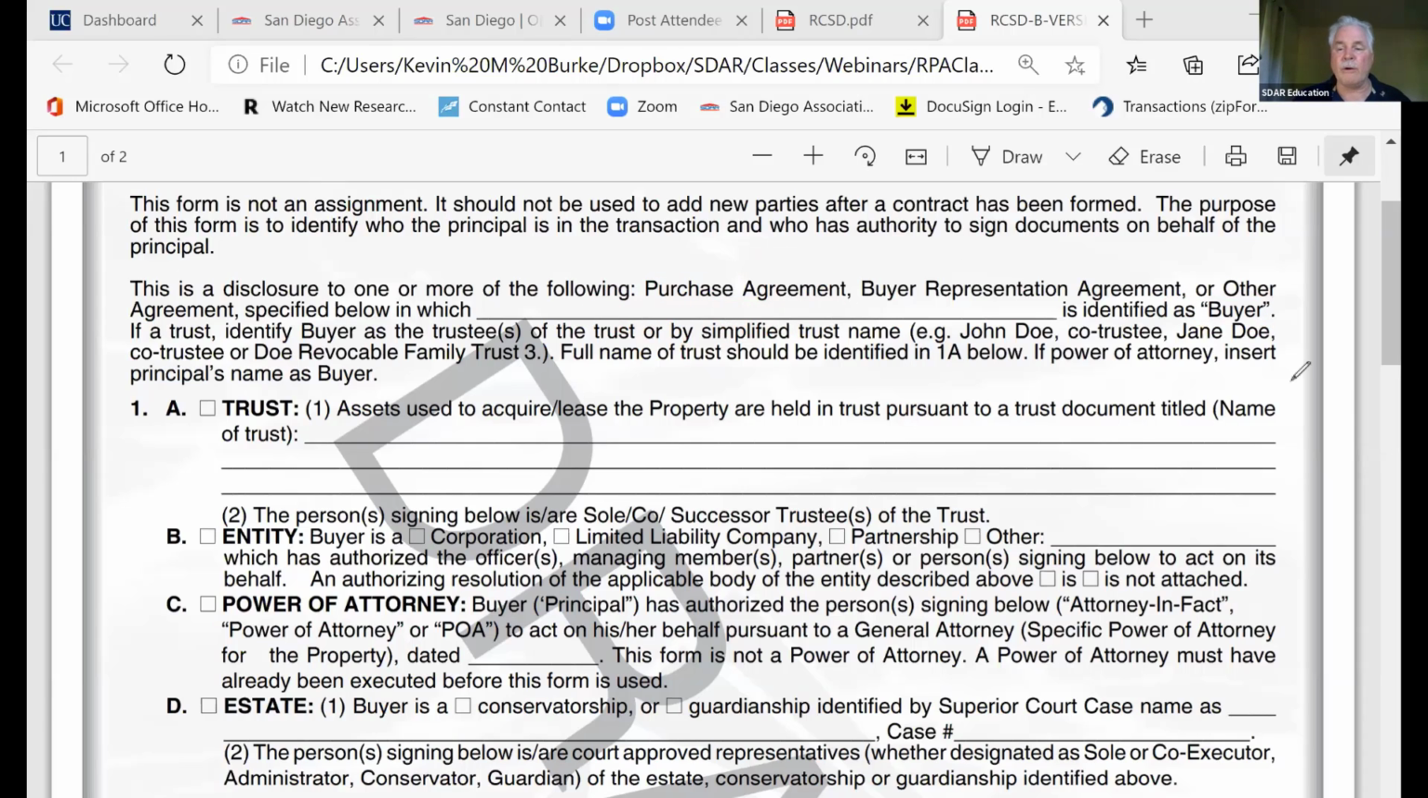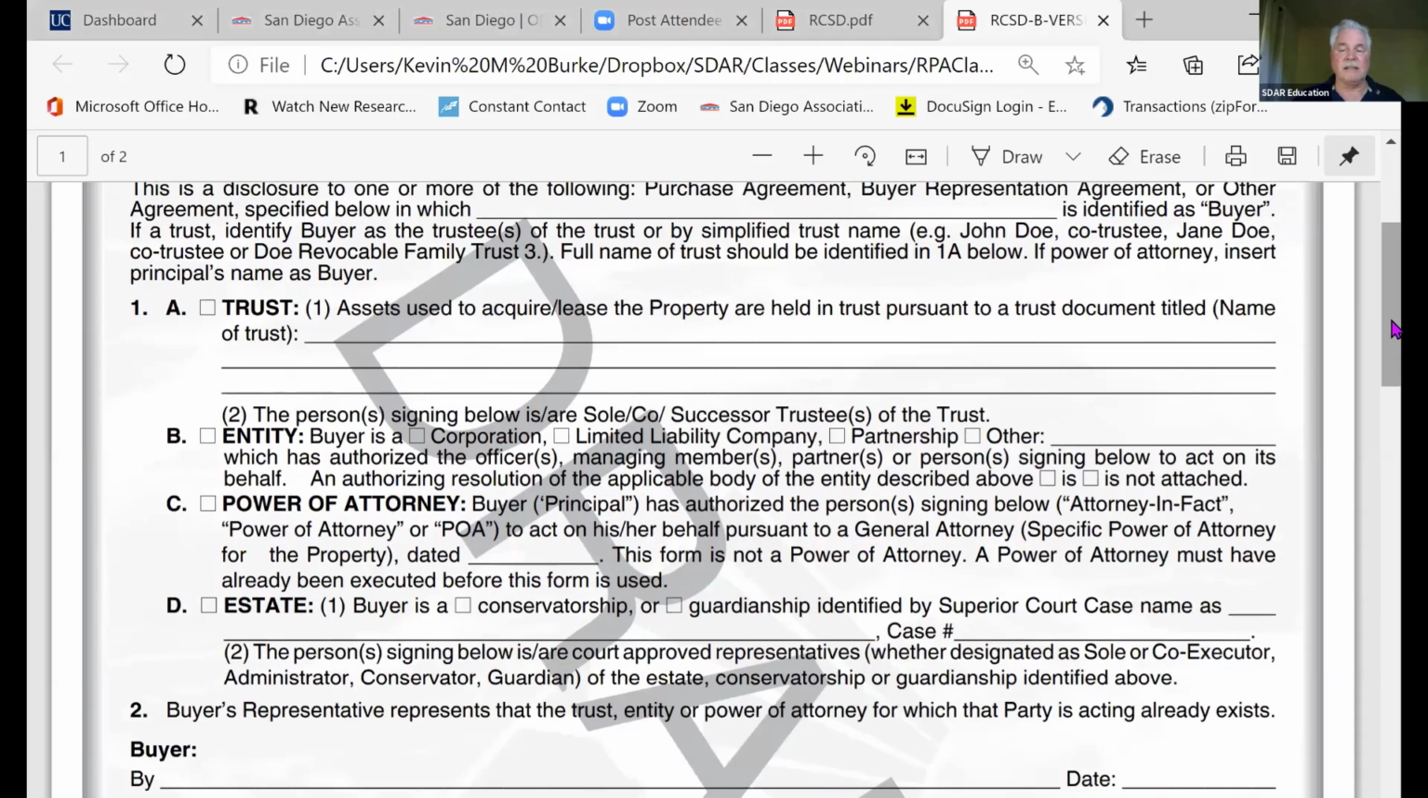Okay, so how do I fill this form out? All right, this is the part they never tell you in real estate school. Remember the stuff you had to learn to get your license, and then you get out in the real world and all of a sudden it's like, whoa, they never told me about that. Yeah, I know. Okay, all right, I have a problem with that, but that's okay. So here are my 4 entities. I'm either going to be a trust, or some other corporation, an LLC, a partnership, or I'm going to have a power of attorney, or it's going to be an estate.